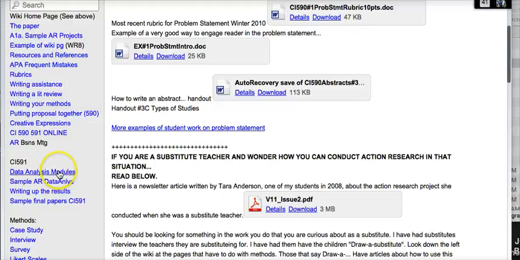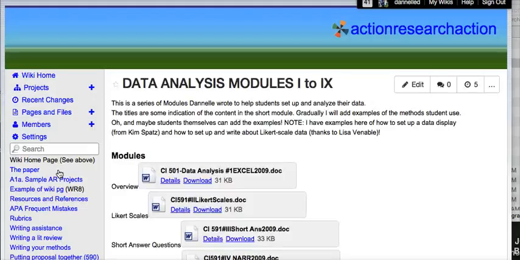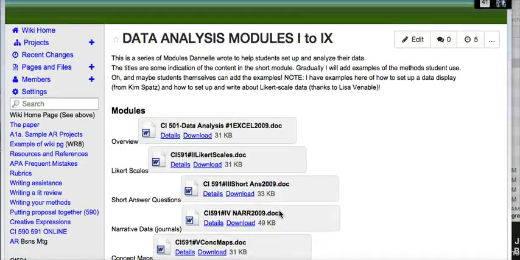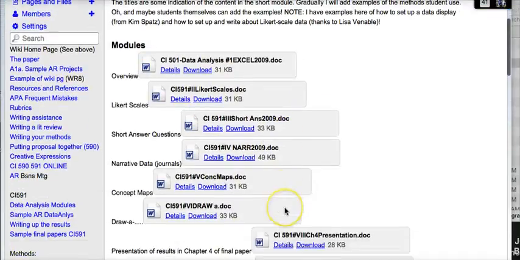So what I've created for you are these data analysis modules. And one student asked me, do I have to use all the modules? I didn't collect Likert scales, or I didn't use concept maps, or I didn't use Draw a Scientist. Well, that's okay. You write about the data that you did collect from your original project and summarize it and look for the patterns, look for the things that are consistent, look for the things that you can learn about what you've collected that will help inform your practice and help you become a better teacher.